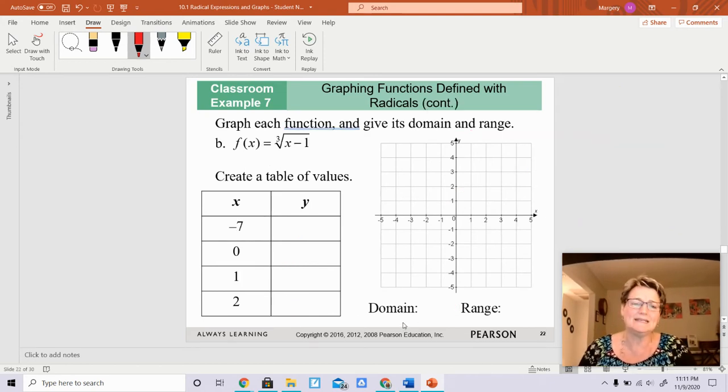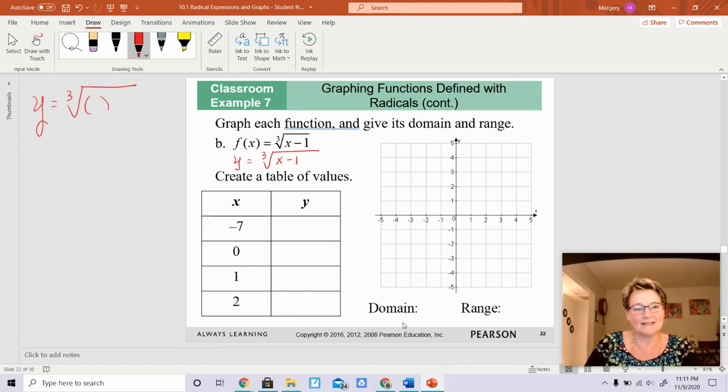The next one is a cube root. So once again, we have y equals the cube root of x minus 1. I'll do a little example over here. We have the cube root. Let me do this timer so I know when to stop. All right, the cube root of x minus 1. Highly recommend you do that.